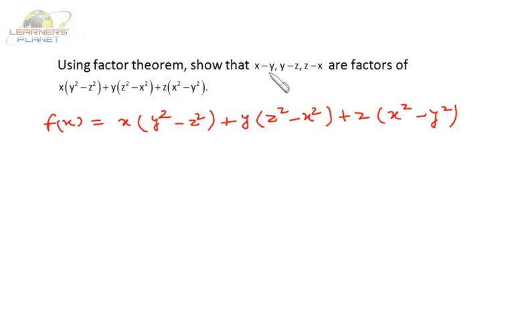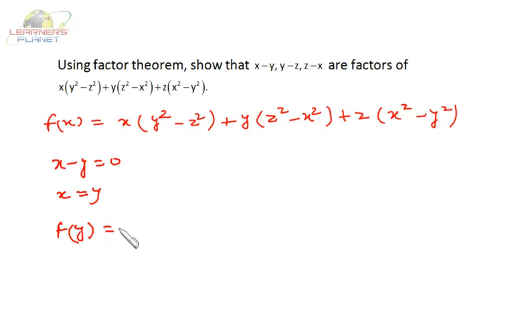If x minus y is a factor of this polynomial, then x minus y must be 0. So x is equal to y. That means if x minus y is a factor of this polynomial, by putting x is equal to y, the value of this polynomial must be 0. So let's calculate f of y. So what we will do, we'll put the value of x as y.